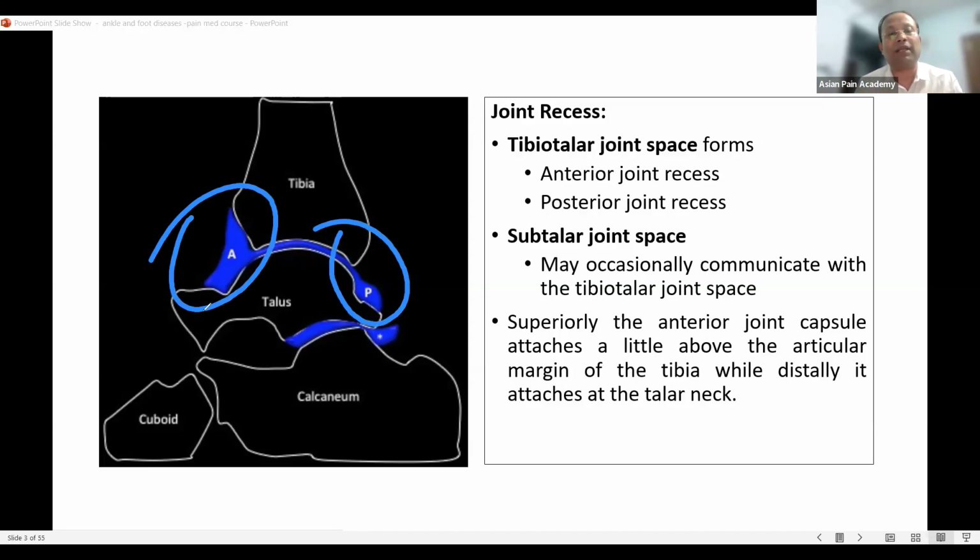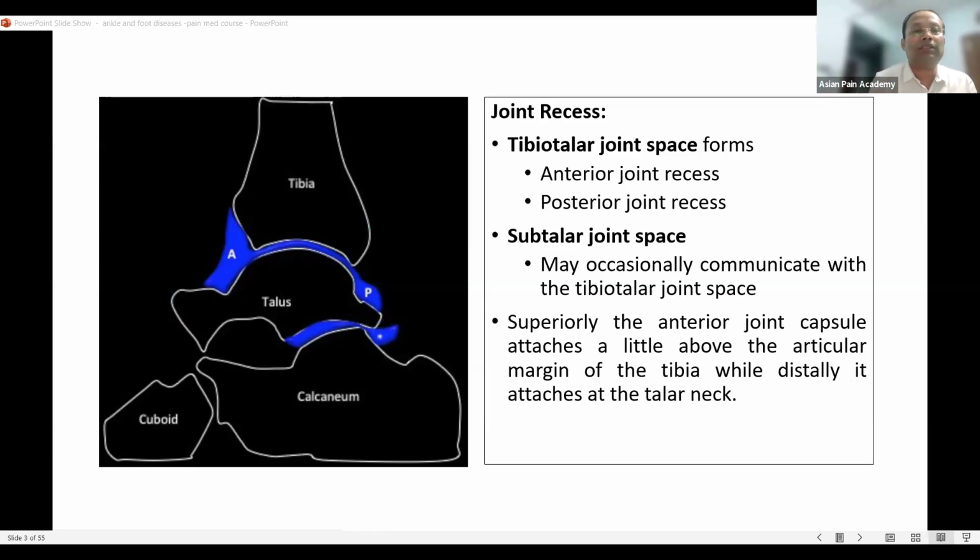Second thing, there is a subtalar joint also. This is just below, as the name suggests. So this is the subtalar joint. The subtalar joint we can also see during our ultrasound examination.